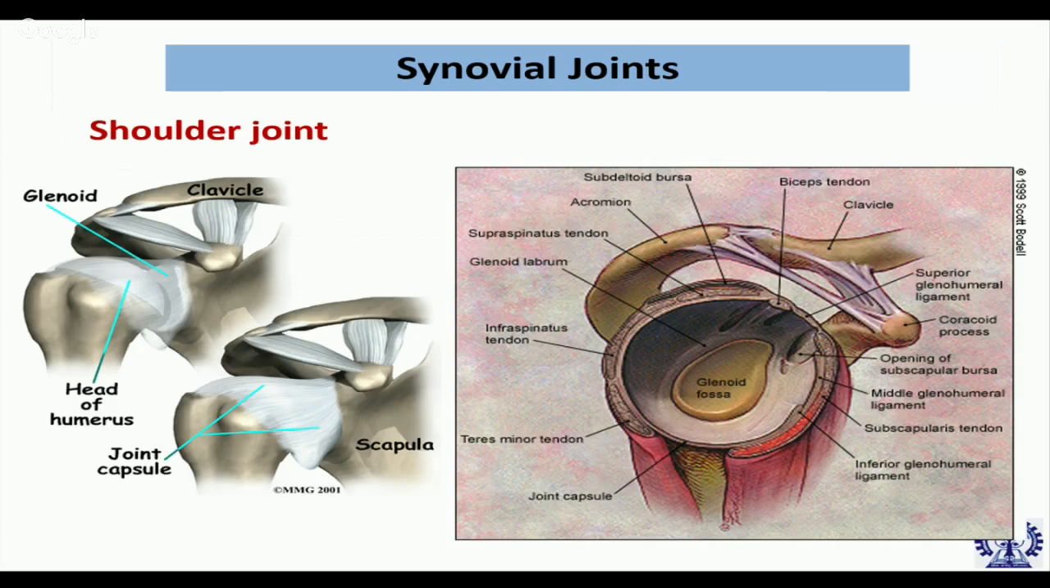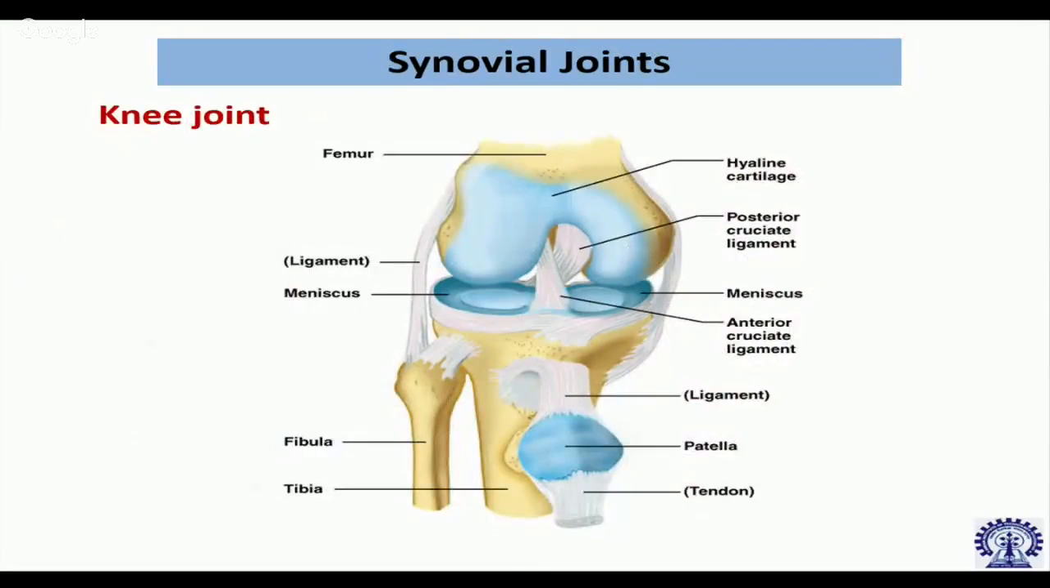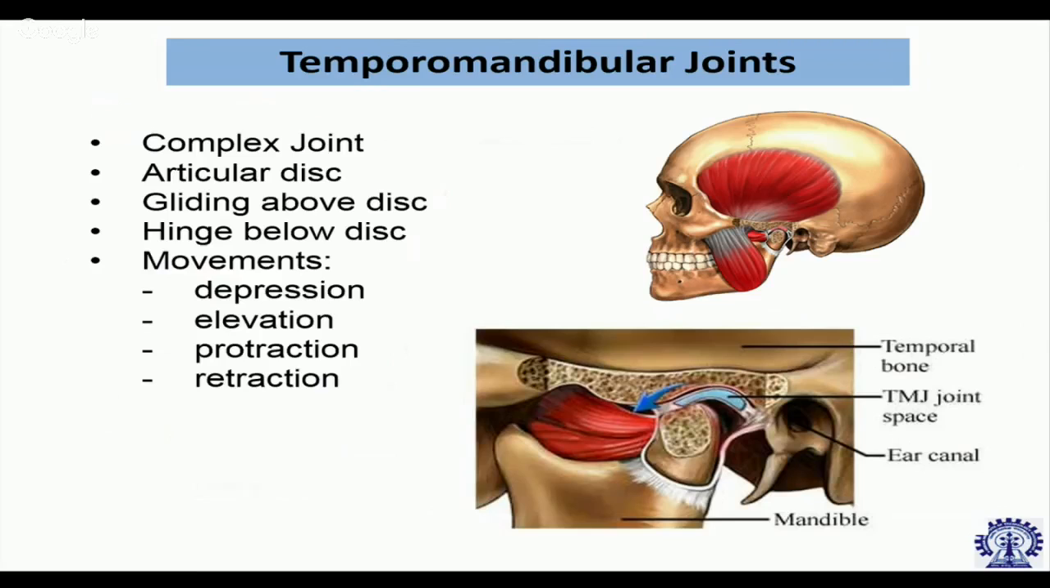Examples of synovial joints: shoulder joints, knee joints, as you can see, and temporomandibular joints, a very complex joint which is subjected to different kinds of load, both mechanical loads as well as emotional loads. It is subjected to continuous use in chewing and biting.